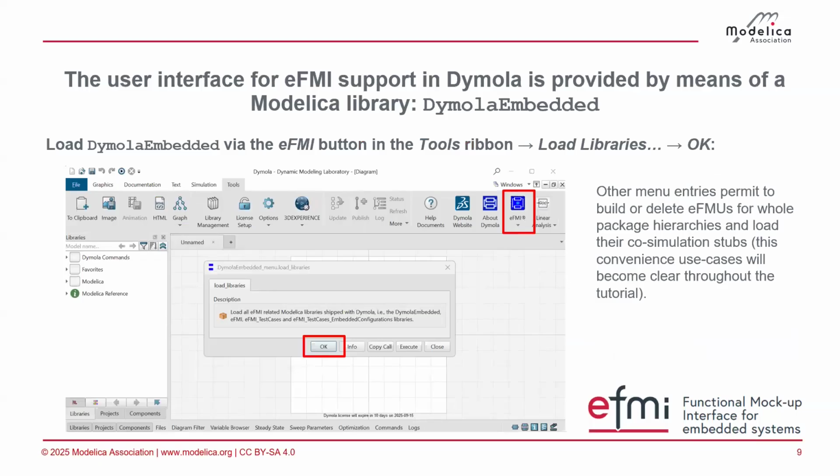So how do you use the eFMI facilities in Dymola? We provide everything in terms of a library called Dymola Embedded. And what you do essentially is you go to the Tools ribbon, and there you have this little eFMI button. If you click on it, then you can load the libraries. Press OK, and then the libraries will be loaded.